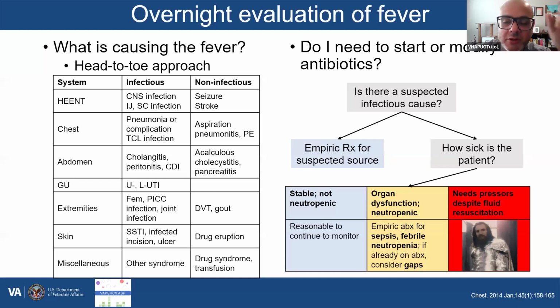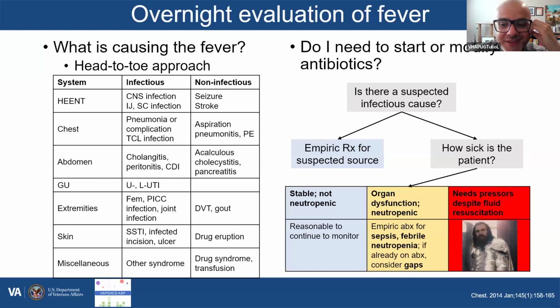So if you have a stable, non-neutropenic patient, it's okay to send off your diagnostic studies and kind of hold off on the antibiotics. But as they start having increased illness, so if they have organ dysfunction or are neutropenic, then you start thinking about broader coverage and covering any gaps that they may have if they are already on antibiotics. And obviously, if they have shock, i.e. they're needing pressors despite fluids, then very reasonable to be much broader with your coverage at that point. And these are all very short, so if there's questions, please put them in the chat and I'll answer them as they come.